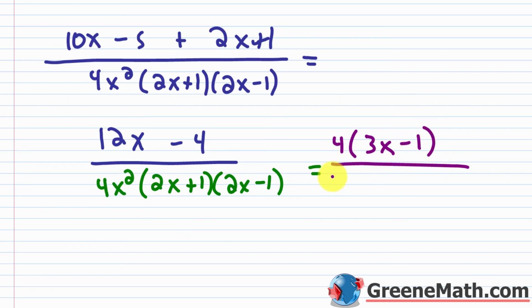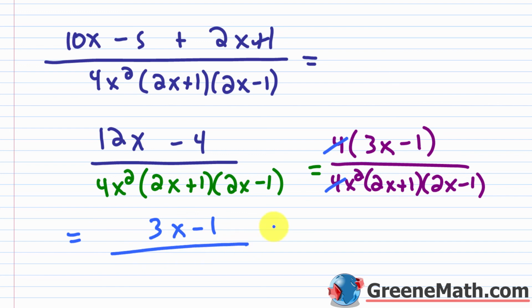Over here, you notice you have your 4x squared, again, times your 2x plus 1 times your 2x minus 1. Well, I can cancel this 4 here with this 4 here, right? It's perfectly legal. This is a factor, this is a factor. So I can cancel common factors. So this is going to give me my final answer, which is simplified, of 3x minus 1 over x squared, okay, times the quantity 2x plus 1 times the quantity 2x minus 1.